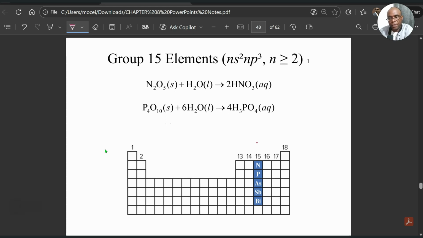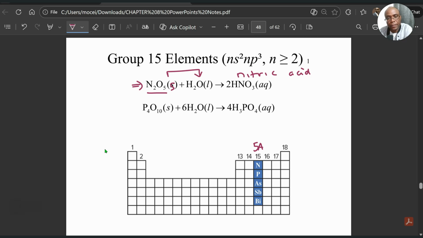Then we are on main group 5A, where you have nitrogen, phosphorus, As, Sb, and bismuth. So if you look at dinitrogen pentoxide, a solid form of dinitrogen pentoxide, if it's put in water, it dissolves to give you what we call nitric acid. That's one property of the compound of nitrogen.